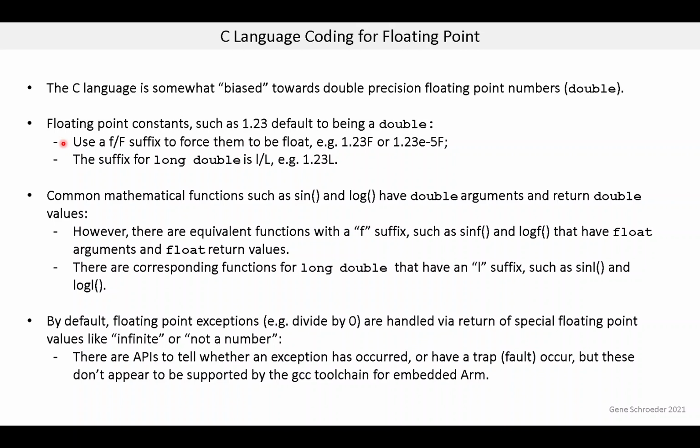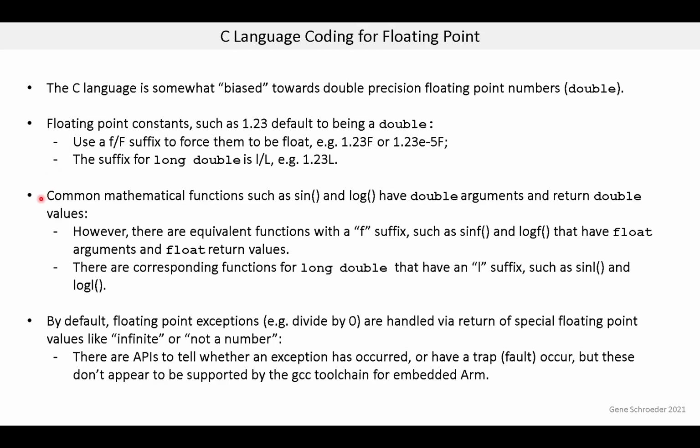And here are some examples listed here. There's also a suffix, by the way, for long doubles. Instead of F, it's an L. And you'll see in the next video lesson, it can be very important to make sure the constants are the correct type to get the most efficient code.